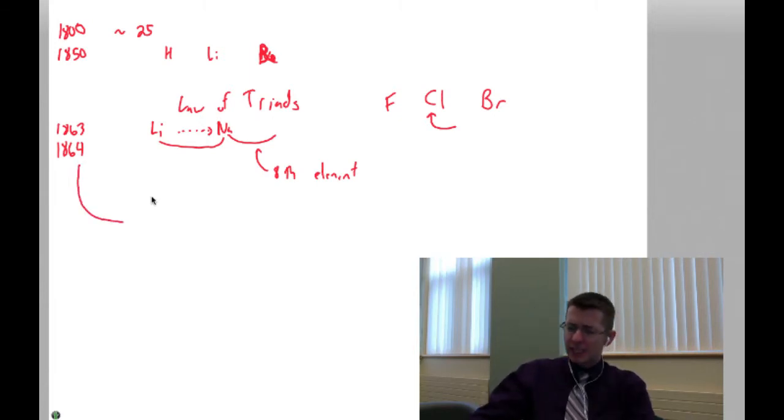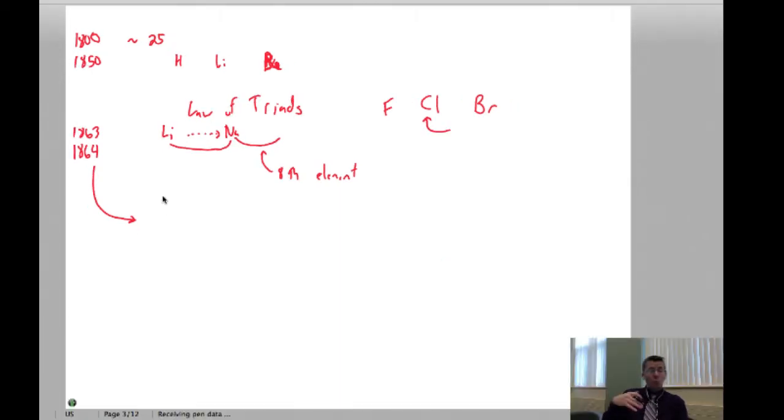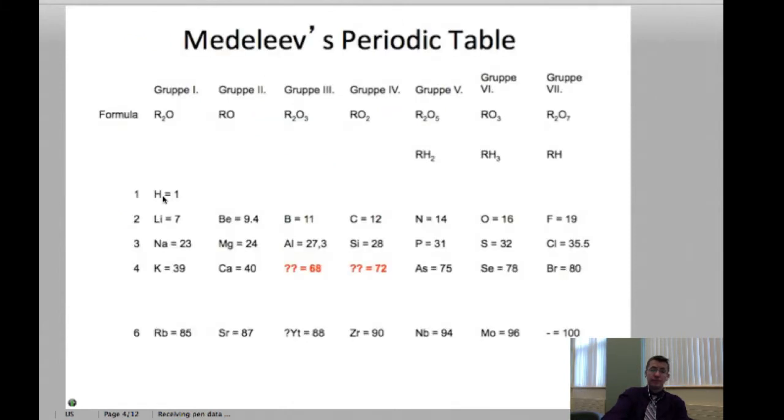So this Russian chemist, Mendeleev, took this idea of the law of triads and this octave analysis, and he started to develop his own periodic table. One of the things that he looked at was how the elements formed compounds. So what Mendeleev did is he looked at how they react.